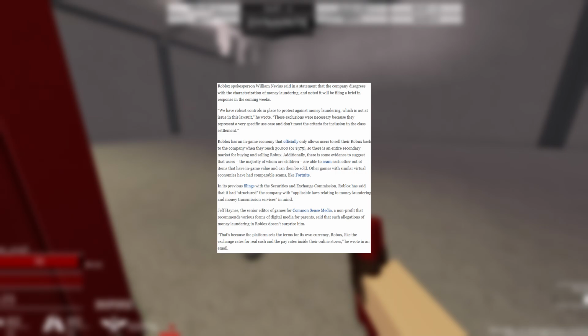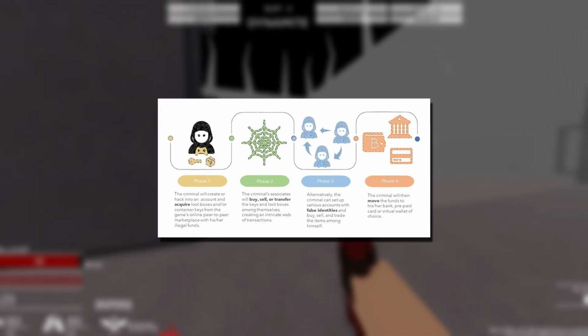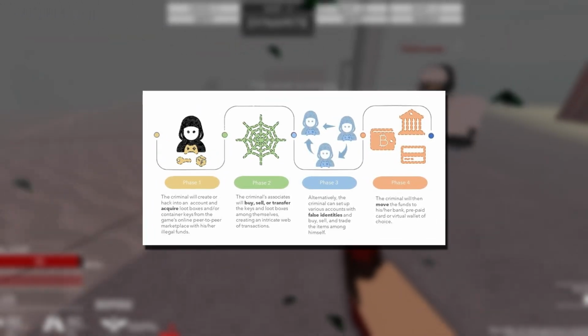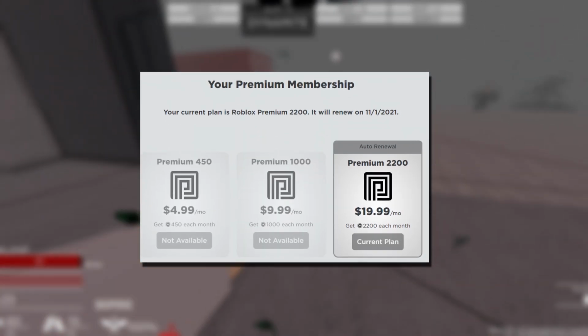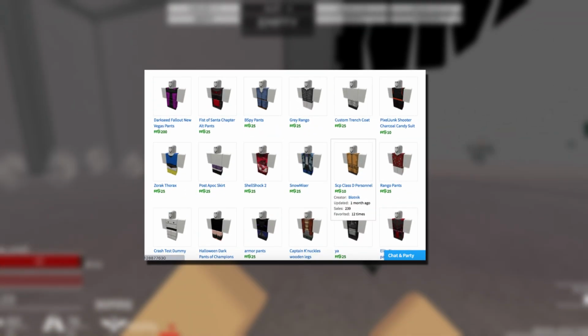So what does this mean in a more literal sense? See, many other games have the same type of phenomena, such as Fortnite for example, just as in Roblox. And this process can be split up into four phases, starting with phase number one. The criminal will create or hack into an account and acquire various items of value with illegal money. Take for example a person who steals credit cards and uses them to buy Robux. And then with the Robux, they buy various memberships or clothing items.